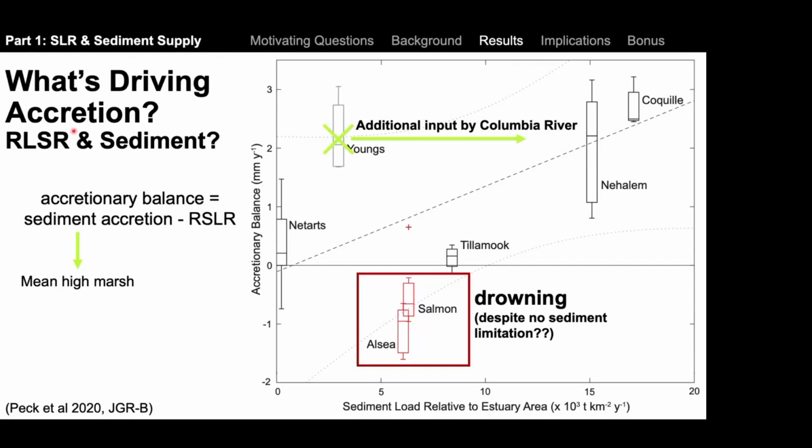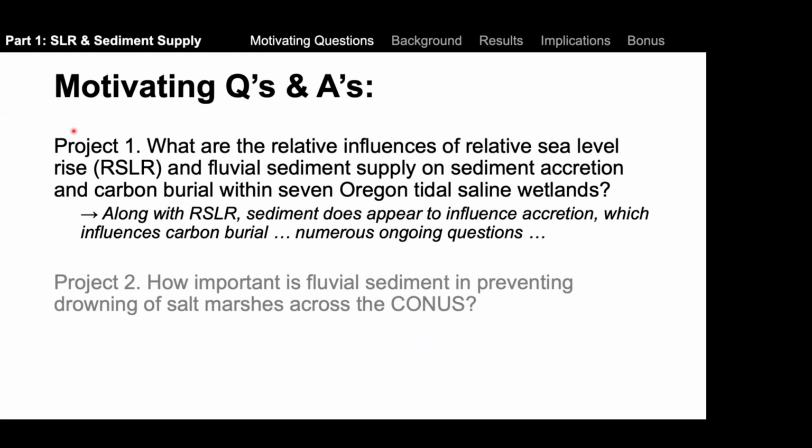And if we think back to Youngs Bay, if we could account for the additional sediment from the Columbia River, it probably would fall much further to the right on this axis. So maybe in some ways that actually corroborates what we're seeing here, which is that ultimately sediment supply along with relative sea level rise rates are explaining the accretion patterns that we're observing along the Oregon coast. And this obviously has important implications for carbon burial because the systems that are receiving the greatest sediment, if they're accreting the fastest, then they're going to have the fastest carbon accumulation rates.